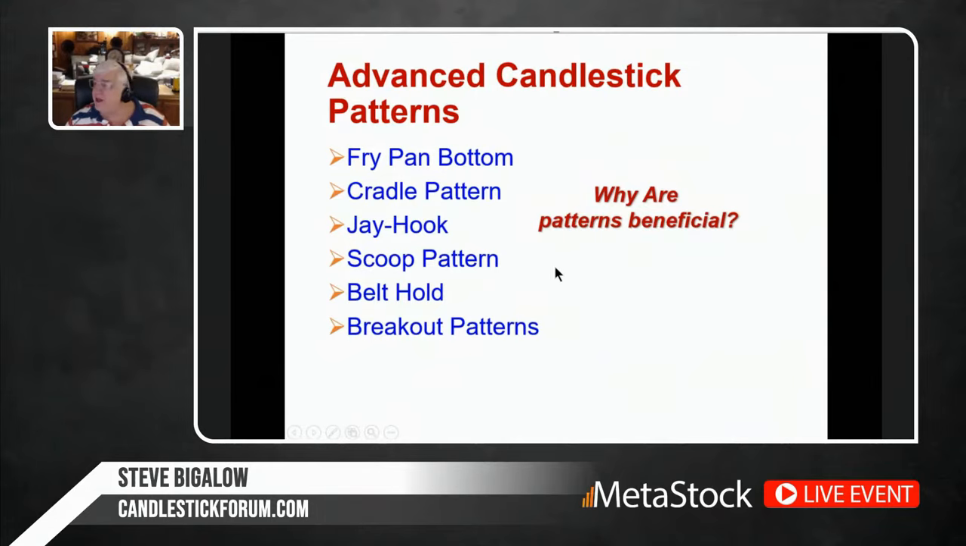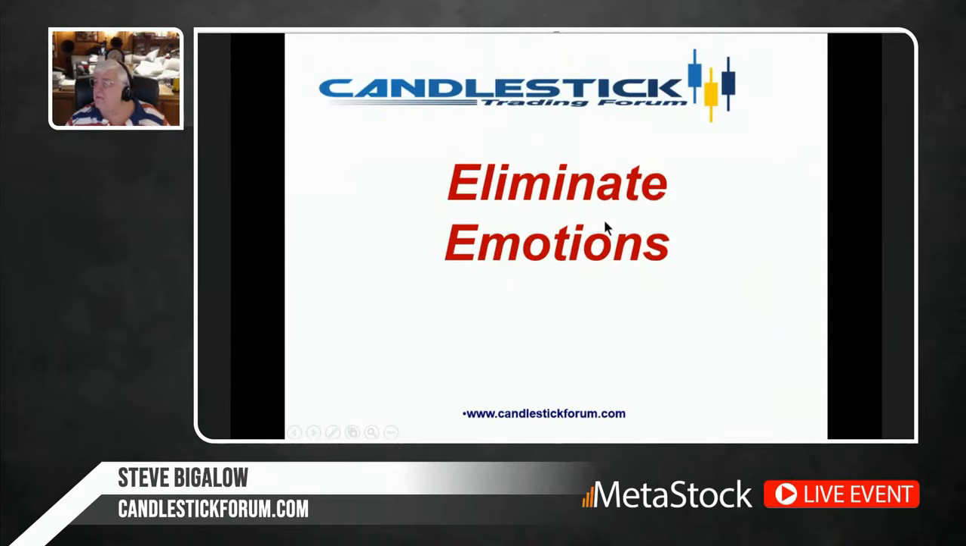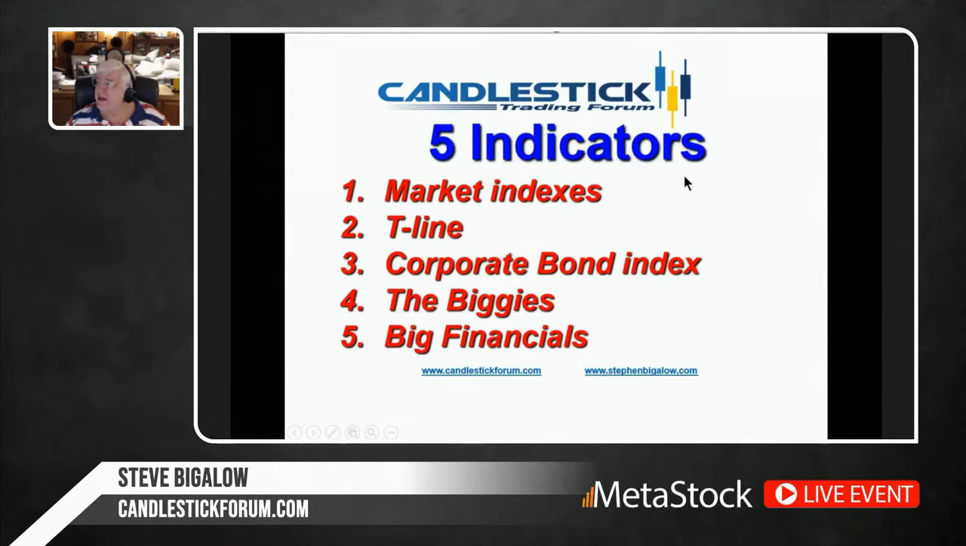So once you learn the signals and patterns, the biggest thing it did for me is, if I know what the probabilities are, I'm now eliminating my emotions when I'm making my trade decisions. I'm going based upon the indicators that tell me that I'm in a high probability situation or trend movement. So there's five indicators that you can accumulate to tell you when there's been a trend reversal. Whether it's in the market, the indexes themselves, which is the first indicator, the T-line, the corporate bond index, what I call the biggies and the big financials.